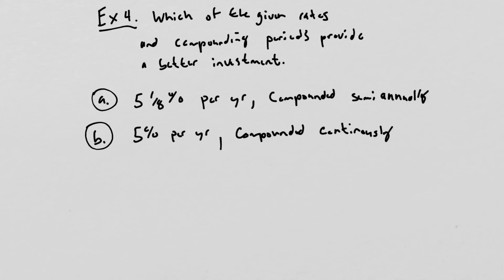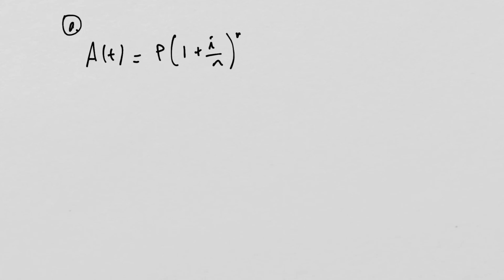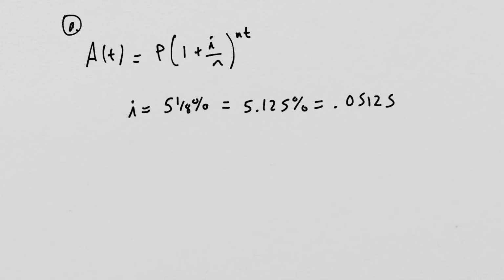Let's go ahead and compute each of these. In part A, we'll be using just the compound interest formula. This is A of t equal to our principal times (1 plus r divided by n) raised to the nt. Again, we're given that our interest per year is 5 1/8%. Let's write this as a decimal. This is 5.125%, which is equal to 0.05125. Now, the number of times this is compounded per year is semi-annually, which means our n is equal to 2.